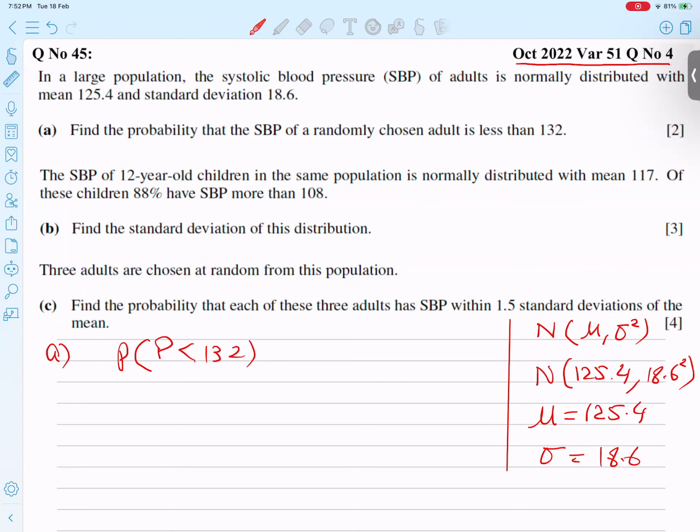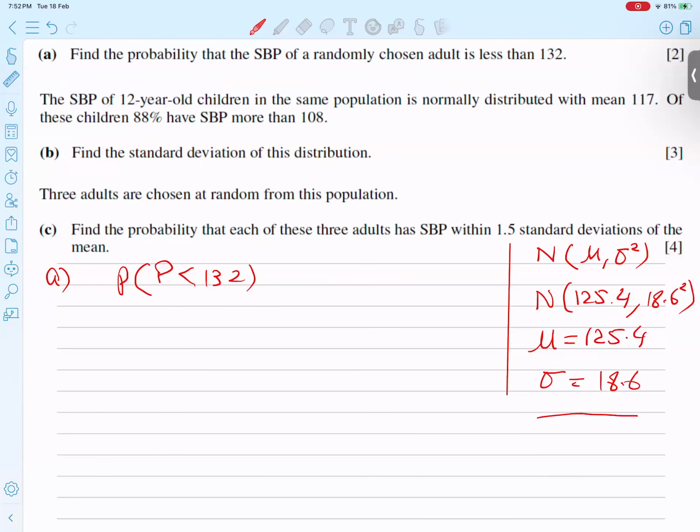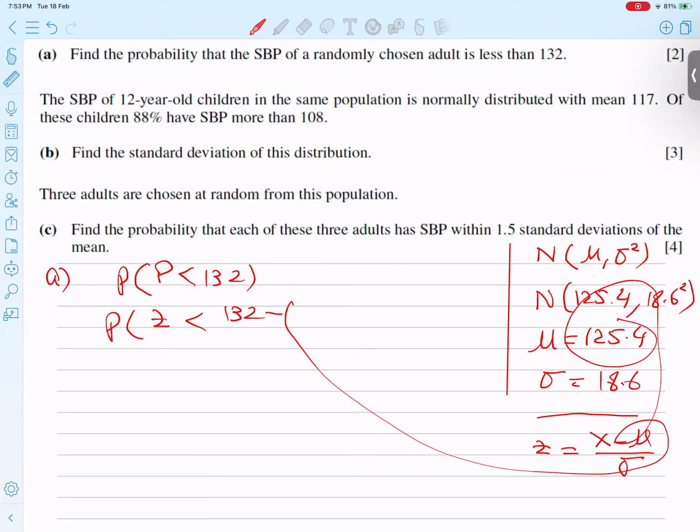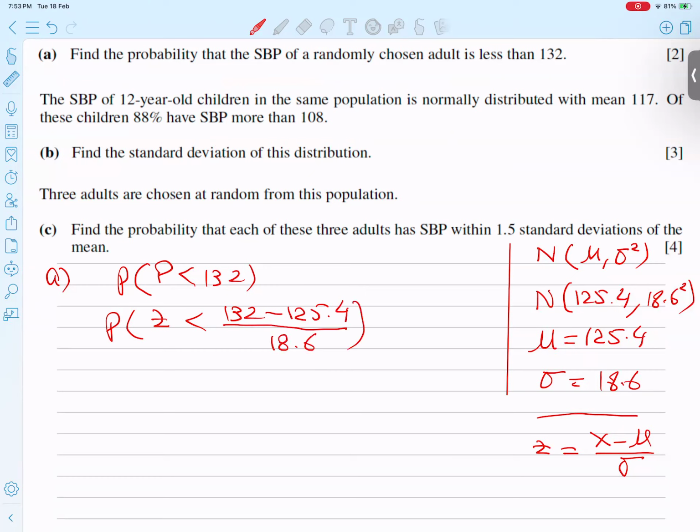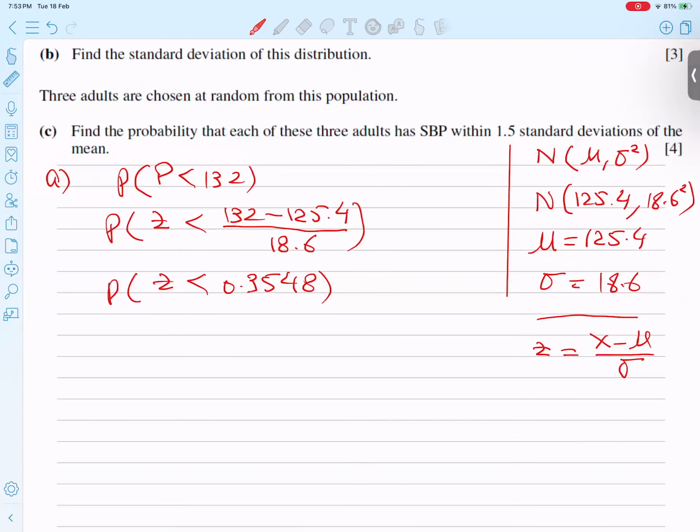And you know, we have a special formula to convert it. What formula do we use to convert it? X minus mean over deviation. So we can convert it. How can we do it? Simple. I'm writing Z equals 132 minus the mean. The mean is this one, so I'm writing here 125.4, over the deviation value, 18.6. And if I type this whole thing in the calculator, students, it gives me 0.3548.